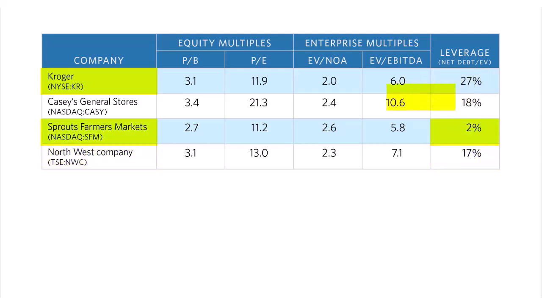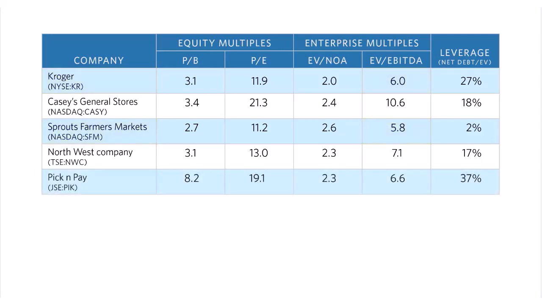For another example, Sprouts has the highest enterprise to NOA multiple in the group, but it has the lowest price-to-book multiple. The difference is because Sprouts has very low leverage. You can also see that the difference between Kroger's and Sprouts' price-to-earnings ratios is much larger than the difference between their EBITDA multiples. Much of the greater difference stems from Kroger's leverage.